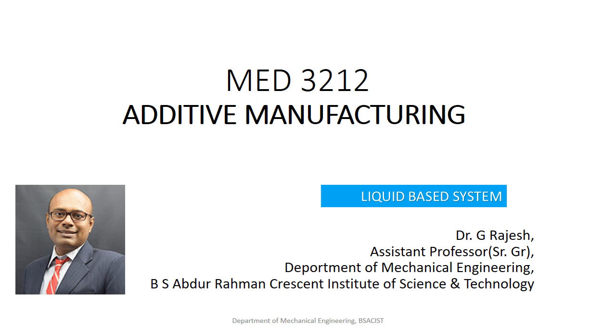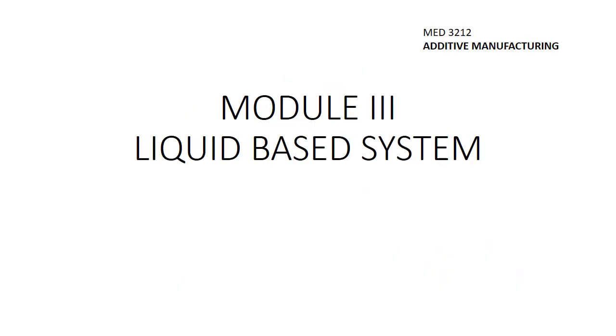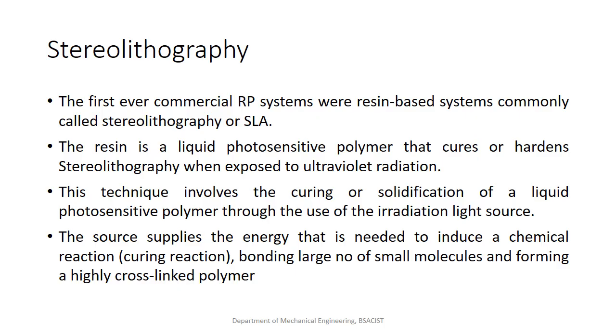So, in this lecture, we are going to focus on the liquid based additive manufacturing systems. The first system that we are going to see is called stereolithography. It is the first ever commercial rapid prototyping system, which was resin based, that came into existence. It was called stereolithography or SLA.